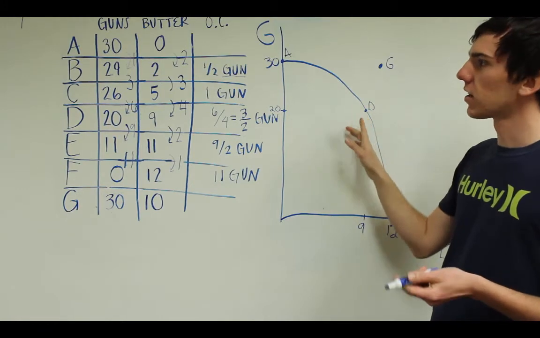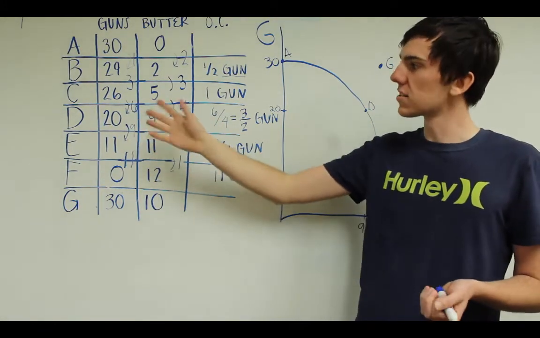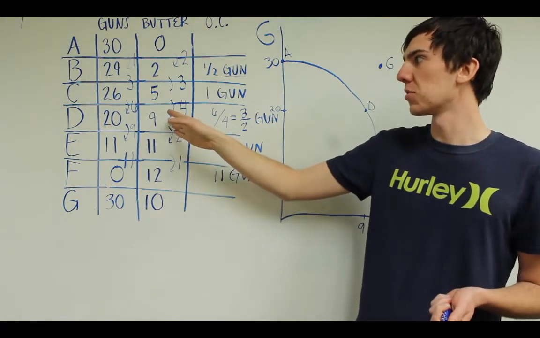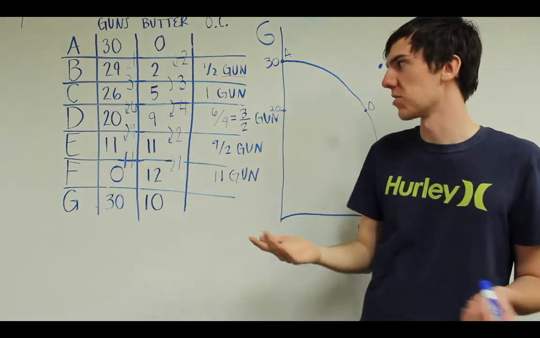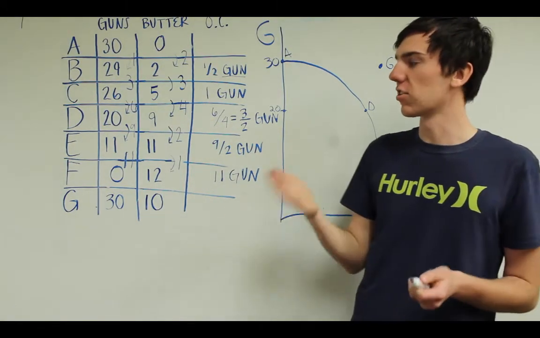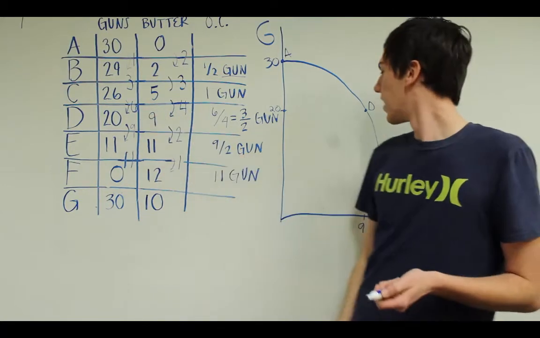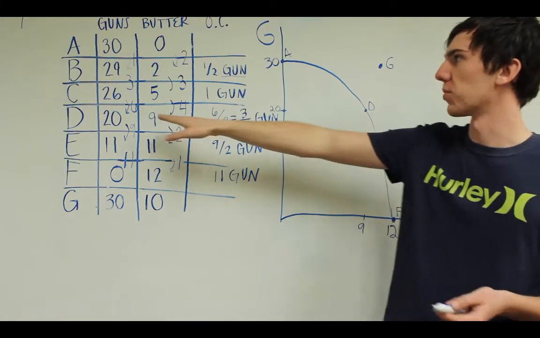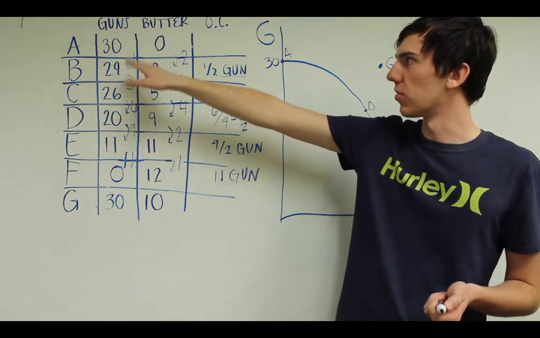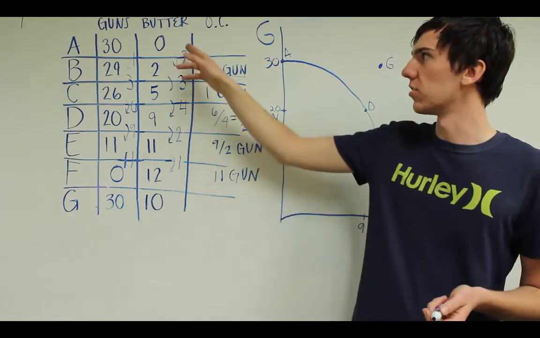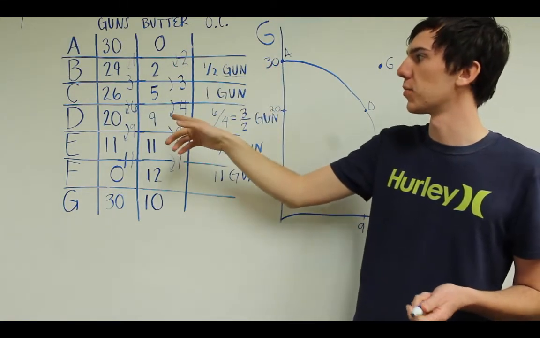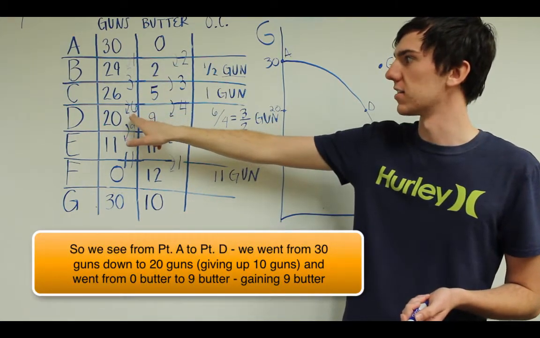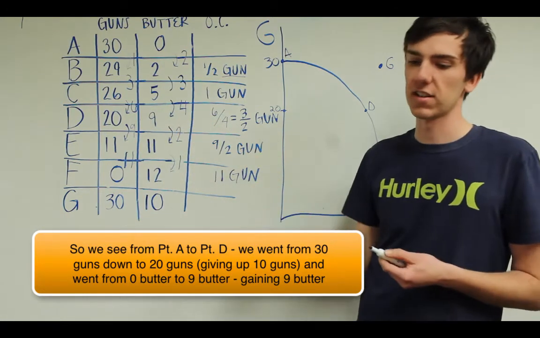At point D, some of the people and some of the capital are producing guns, and people who are good at producing butter, maybe some of the farmers and some of the farm equipment, are used to produce butter. In that case, we're producing a couple fewer guns and a lot more butter than at point A. Talking about opportunity costs, as you calculated before, we gave up 10 guns, but we gained 9 butter. So that was the trade-off there.